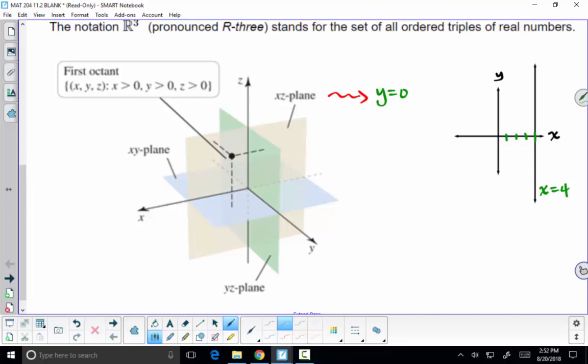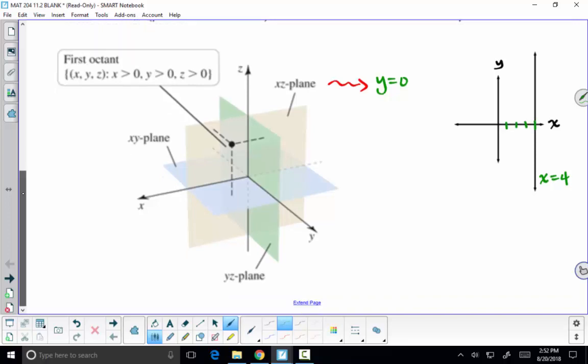That makes sense? How about the other 2 planes? If we wanted the equation for the yz plane, it has to be x equals 0. That's going to give us that one. And if we wanted the xy plane, we'll get z equals 0.